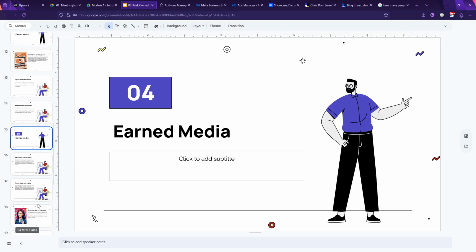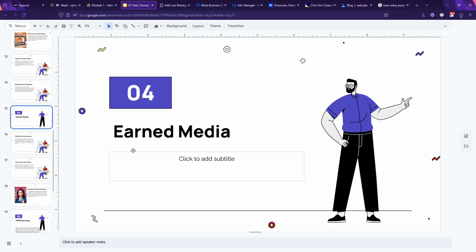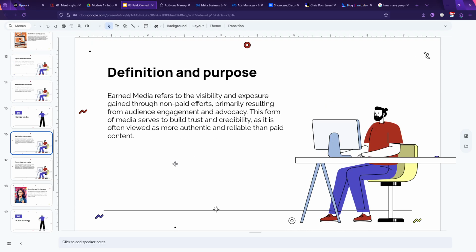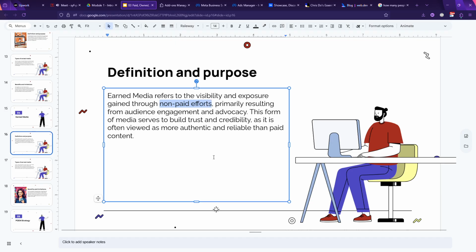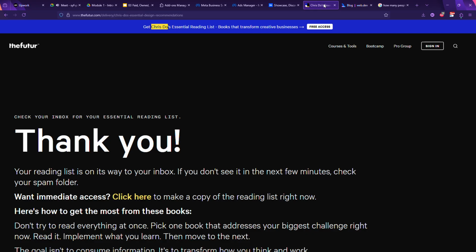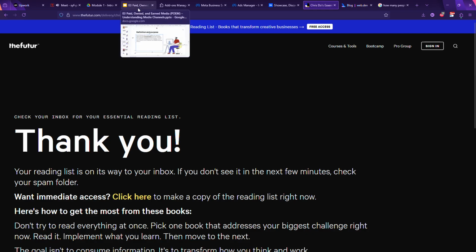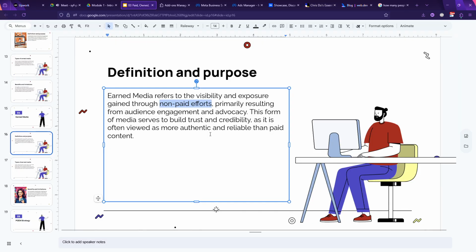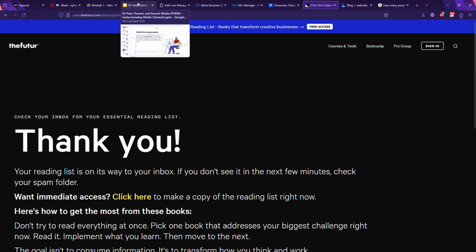And the third type is earned media. So earned media refers to the visibility and exposure gained through non-paid efforts, primarily resulting from audience engagement and advocacy. Like I am talking about Chris Do. So word of mouth is a form of earned media. So Chris Do has earned it.